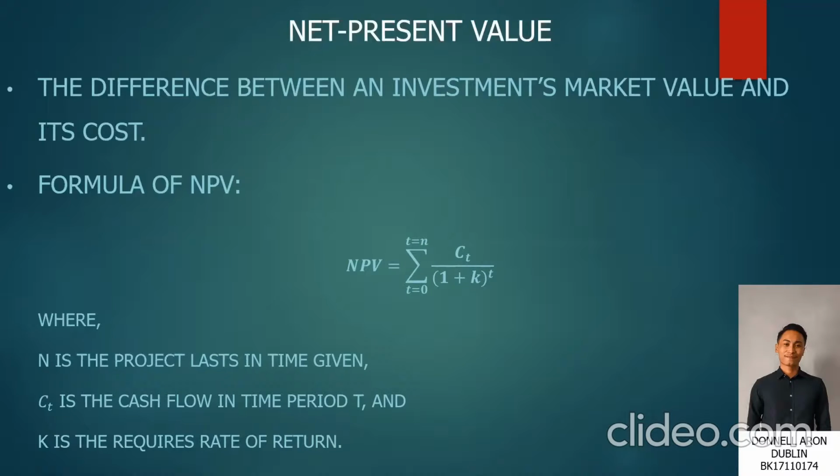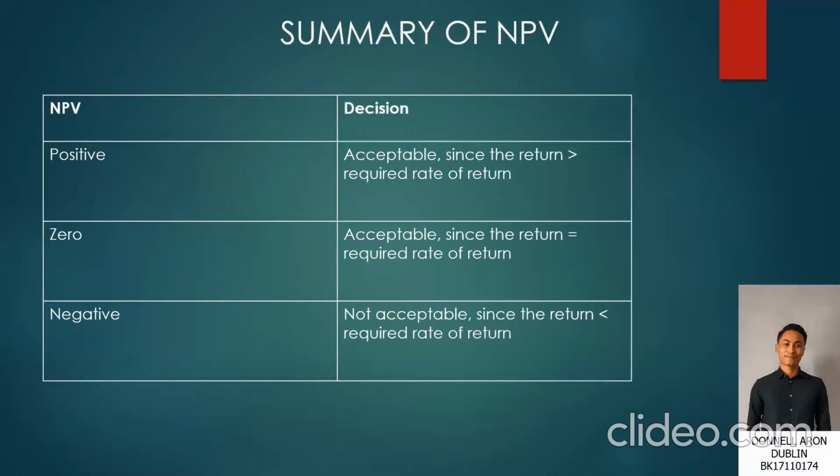So this slide shows the formula of NPV equal to the sum of PV, where N represents the project life in time given, Ct is the cash flow in time period t, and k is the required rate of return. Basically, NPV can be summarized into three conditions as shown in this table.